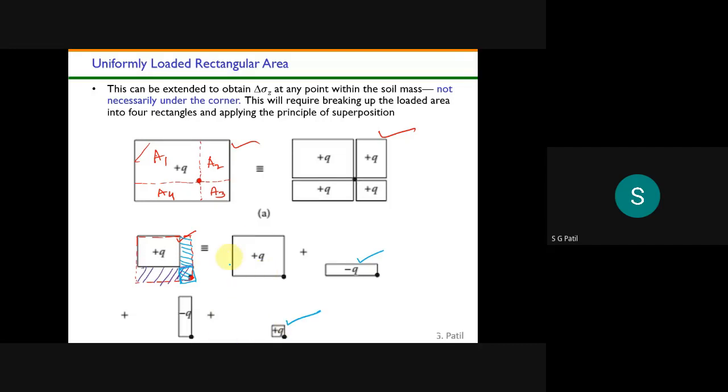So you make a bigger rectangle. Then in that rectangle, you calculate the stress increase due to this loaded area. But this bigger rectangle has some excess area. So this much excess area you have to deduct, and this much excess area you have to deduct. Since you are deducting this area 2 times, you should add this area here. Understood, no? Any doubts here?